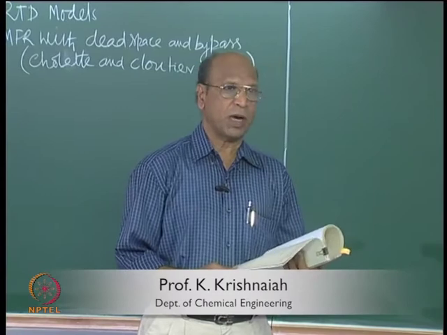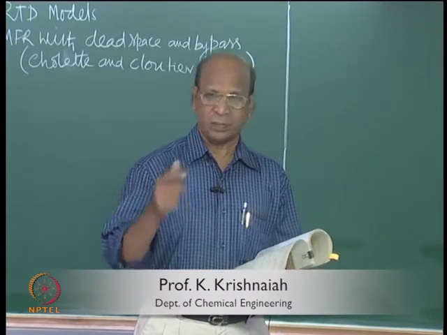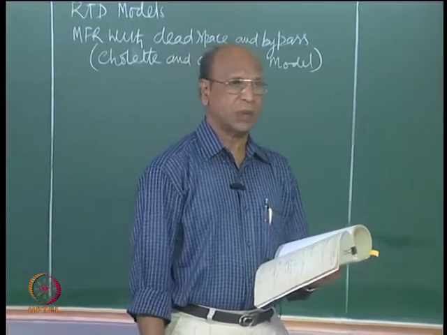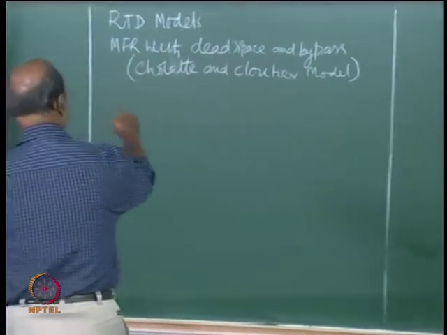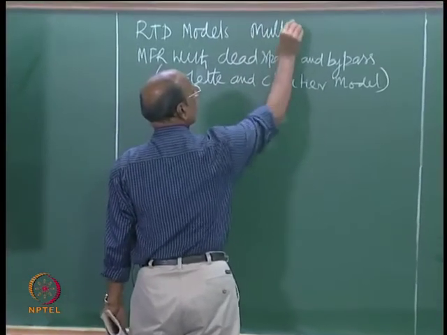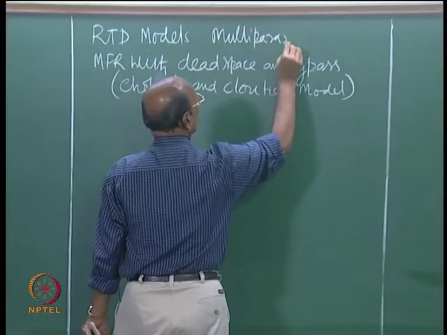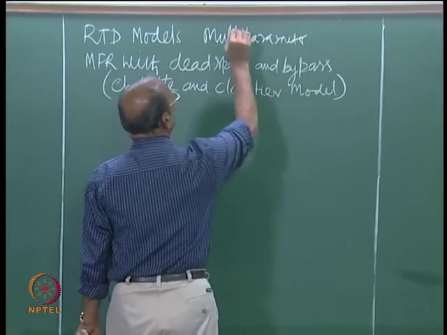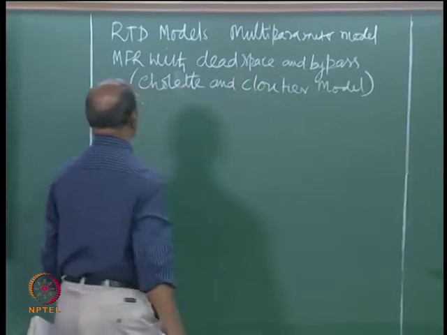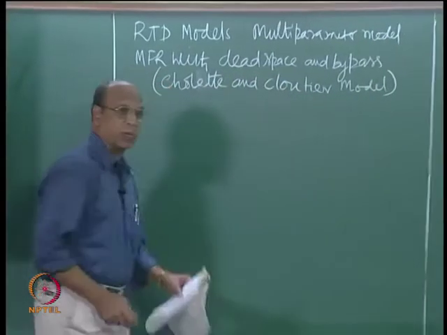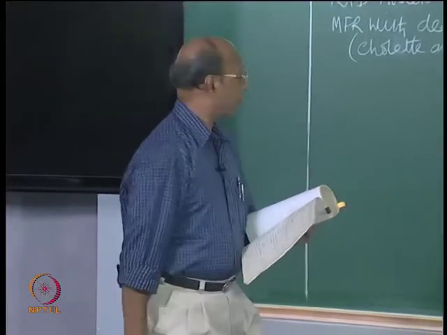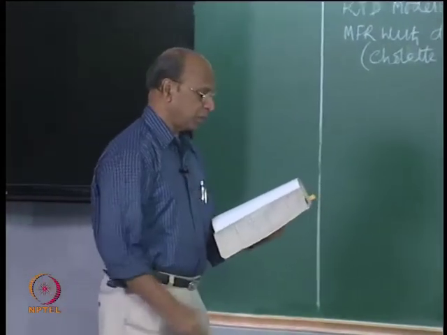The next model after the single parameter models, that is tanks in series and axial dispersion, we are going to talk about the multi-parameter model. So, the name of this one is the Cholette-Cloutier model. These are the first people who suggested this model.